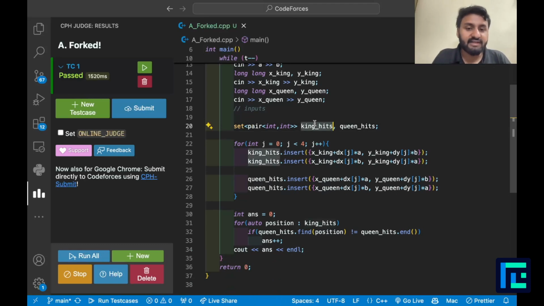So I'll take up 2 sets. One is called king hits, one is called queen hits. As we discussed, we want the intersection of both. So before we want the intersection, we of course want to fill them up. How do we fill them up?